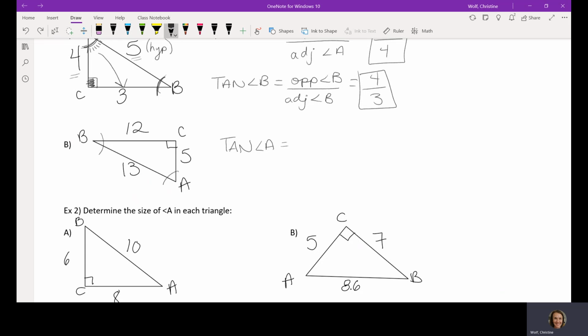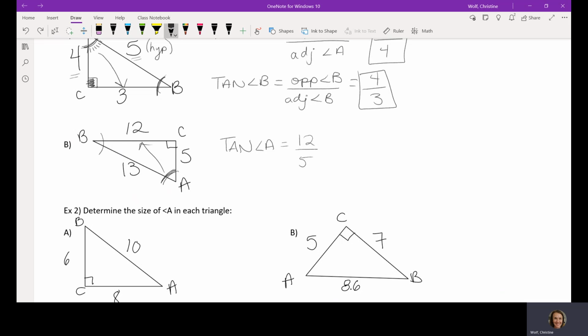So which side is opposite of angle A? Here's your angle A, opposite, boom, the 12. Okay, and then the adjacent here of the other two sides that are beside A, I have 13 and 5, but 13 is the hypotenuse since it's the side opposite that right angle.